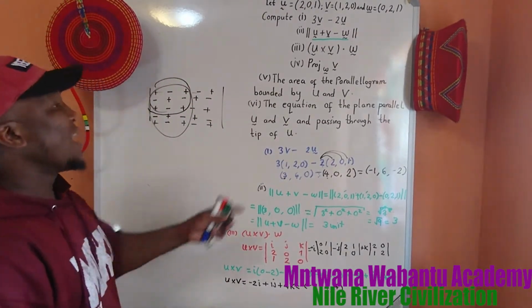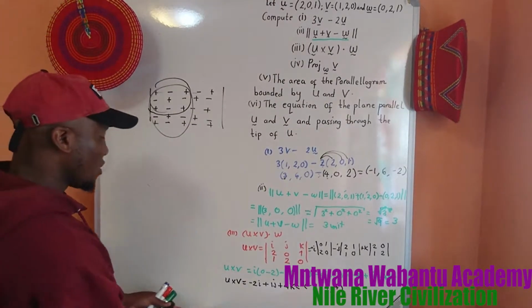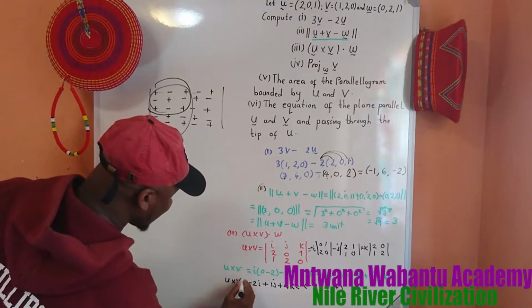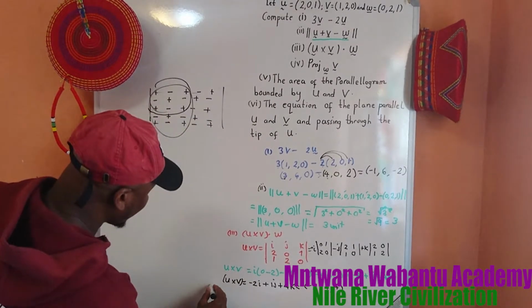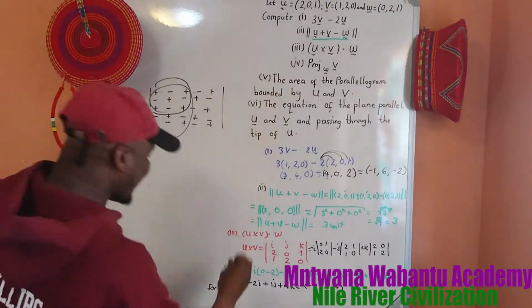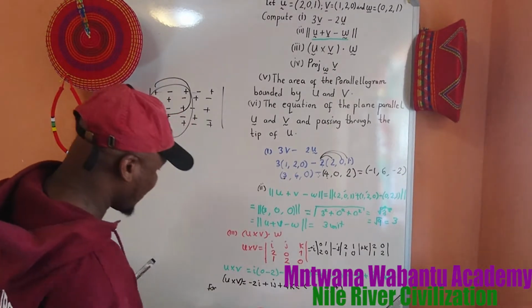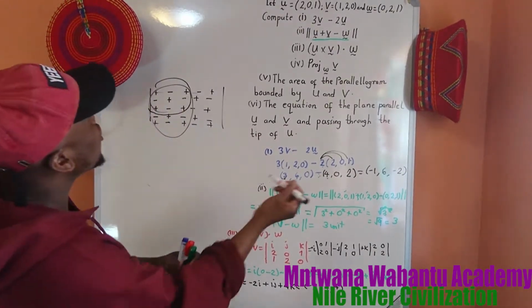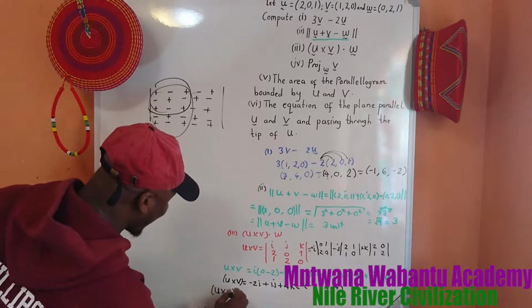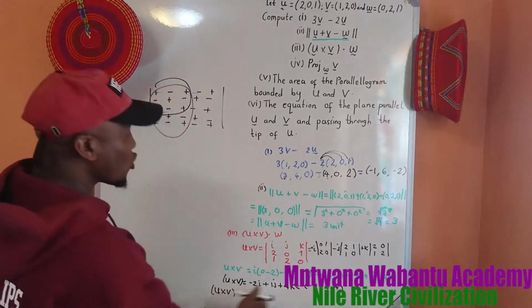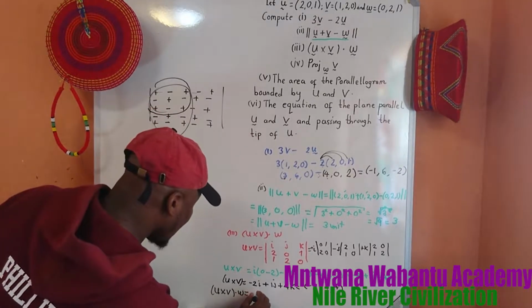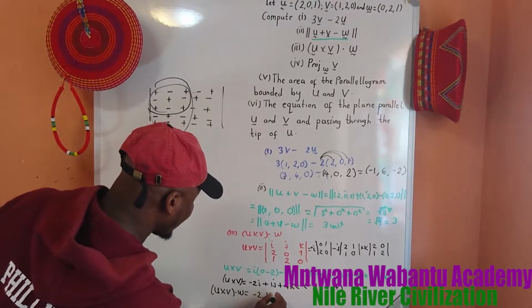But we're not done yet. We have to dot with w. I can finish up here. So u cross v dot w: u cross v we have already, which is negative 2, 1 and 4, and then dot w.